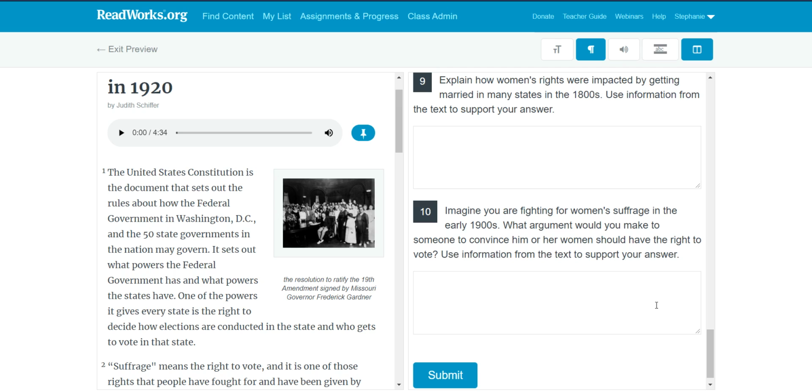So you should not say, I believe women should have the right to vote because when women vote, the sky will turn to purple rainbows. There is no evidence from the text to support your answer. You want to find something in the text that proves that women are smart, women are capable, or that women deserve to vote. That is what it is asking for there.